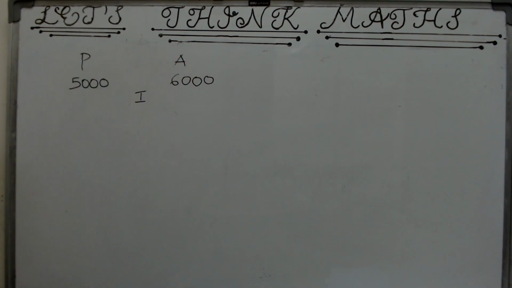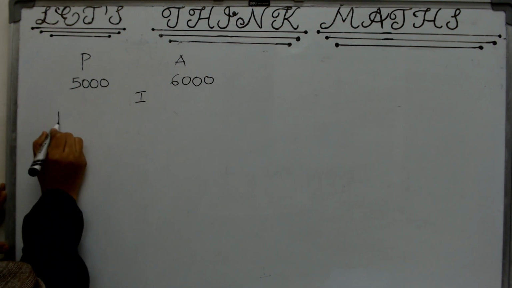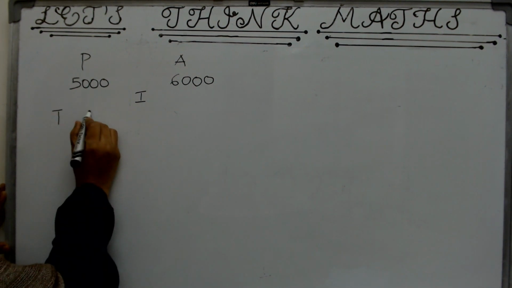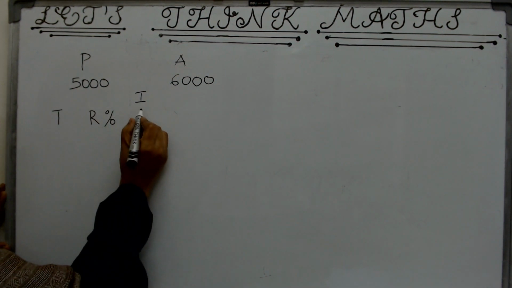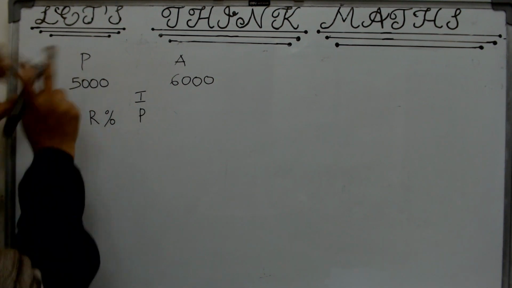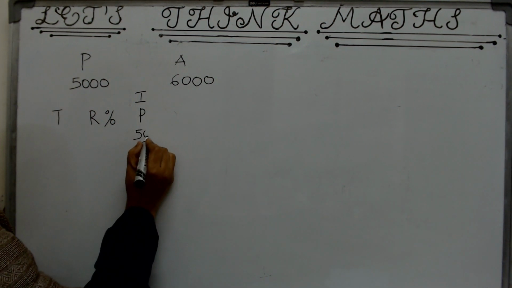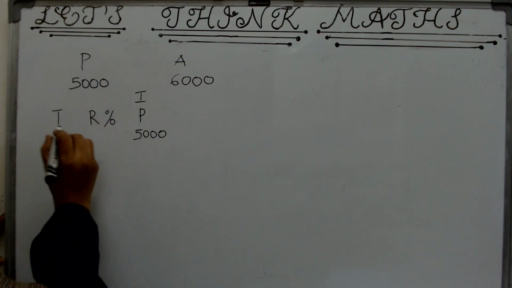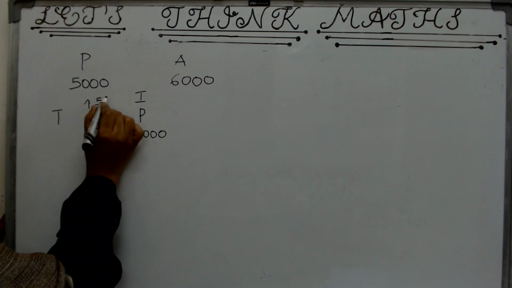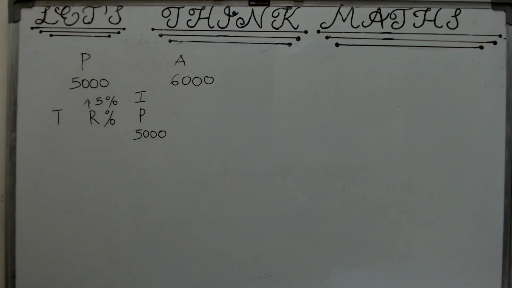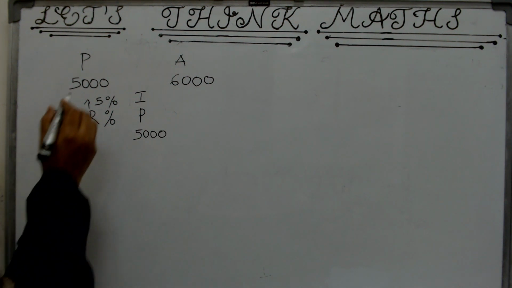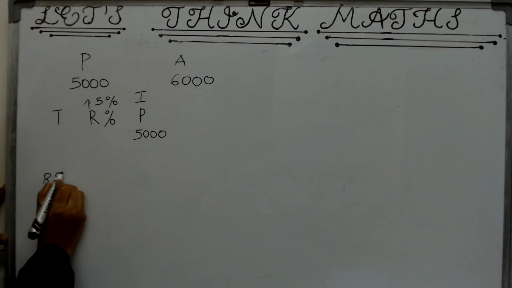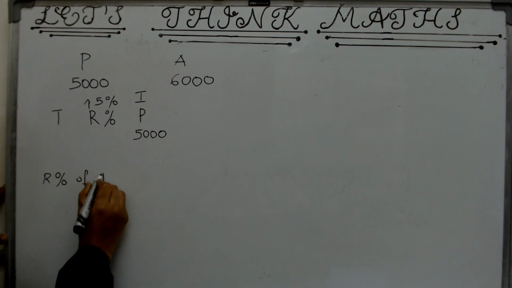Now this interest, what does it depend on? It depends on three things: the time period, the rate of interest, and the principal. We already know what the principal is. The principal is 5,000. And let the rate of interest be 5%. So you remember what I said? Percentage does not come on its own. It has to be a percentage of something. So this rate percentage is the percentage of the principal.